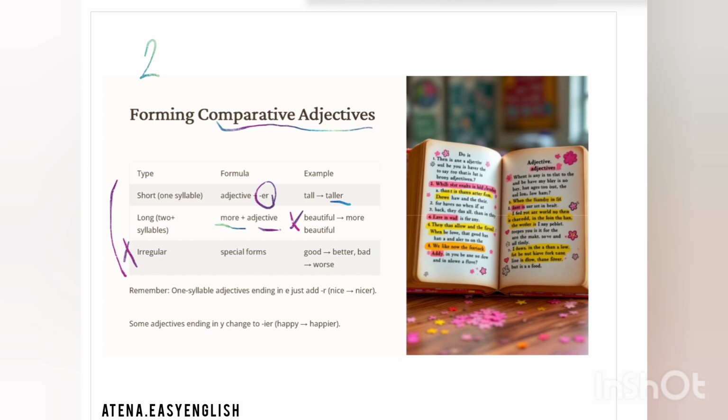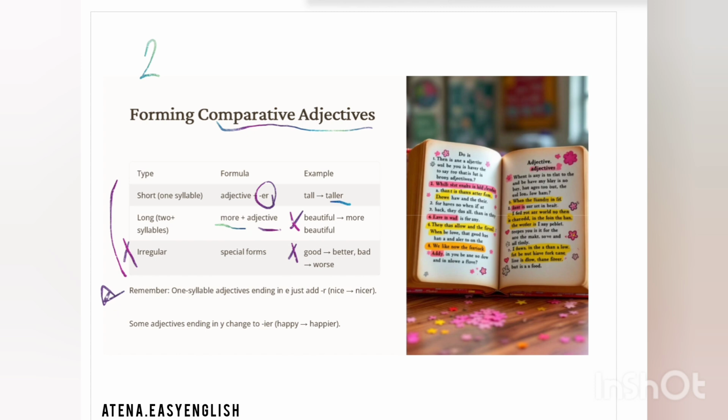And the last group is irregular. Look at here, for example, good changed to better, bad changed to worse. These adjectives are irregular and you just need to memorize them in your mind. There is no rule about them.